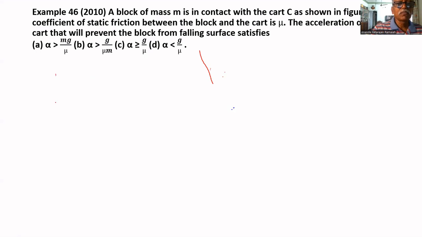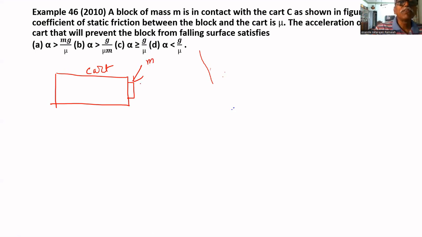A block of mass m is in contact with the cart C, as shown in the figure. This is the cart. Its mass is small m. The coefficient of static friction between the block and the cart is mu. What should the acceleration alpha of the cart be so that this block does not fall?